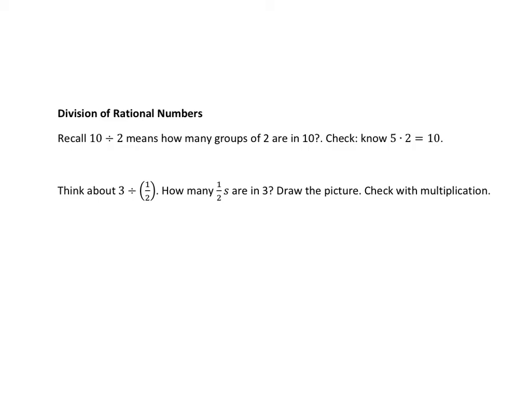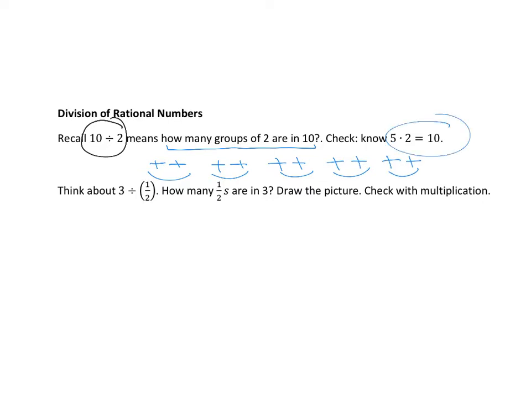Okay, we're going to work on the division now of rational numbers. So just a reminder that when we see 10 divided by 2, there's a couple different ways that you can look at that. But the way we're going to see it is how many groups of 2 are there in 10. So there's 1 group, 2 groups, 3 groups, 4 groups, 5 groups of 2. And we can check that because we know that 5 times 2 equals 10.